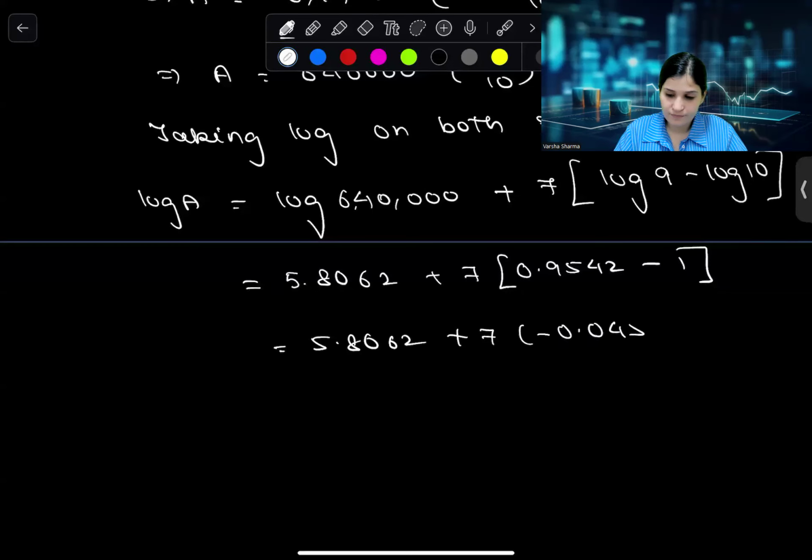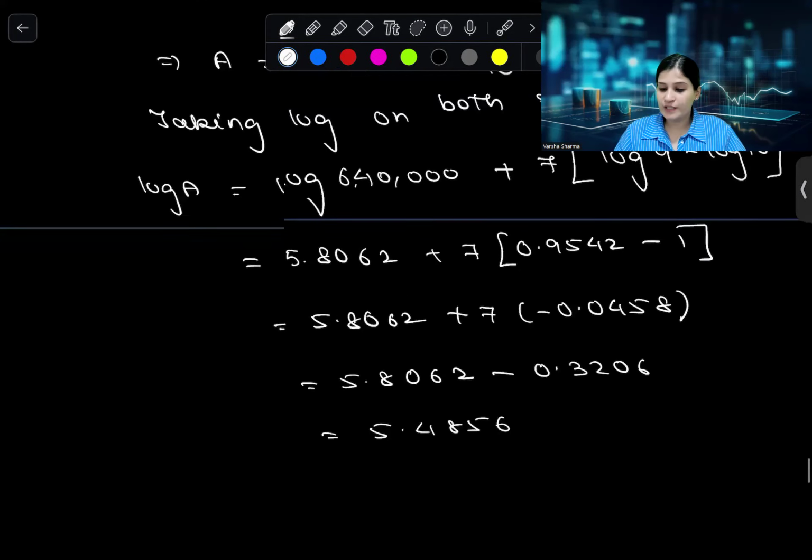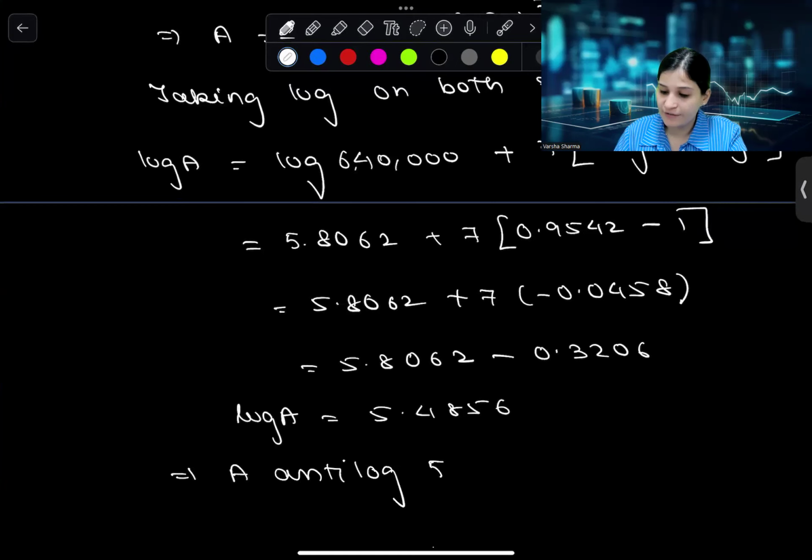Minus 0.0458. Perfect. Multiply it by 7. Minus 0.3206. Now subtract this from 5.8062. It is 5.4856. Very good. So this is the value of log A. So from here, A will be the anti-log of 5.4856.